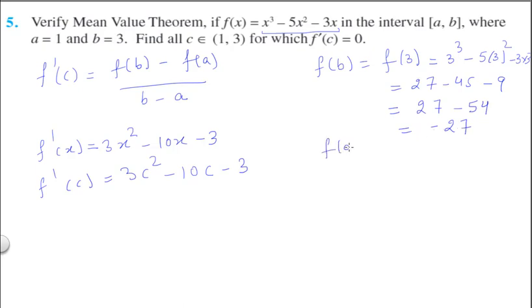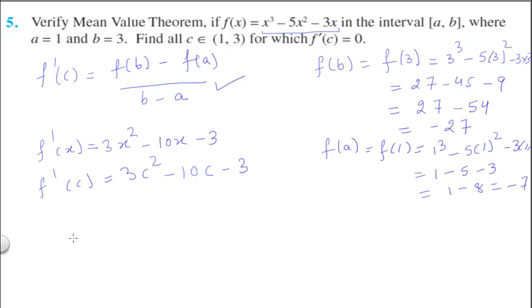Let us find f of a, that means f of 1. Putting this, we have 1 cube minus 5 into 1 square minus 3 into 1. So we get 1 minus 5 minus 3. 1 minus 8, which is minus 7. So we now have all the values.